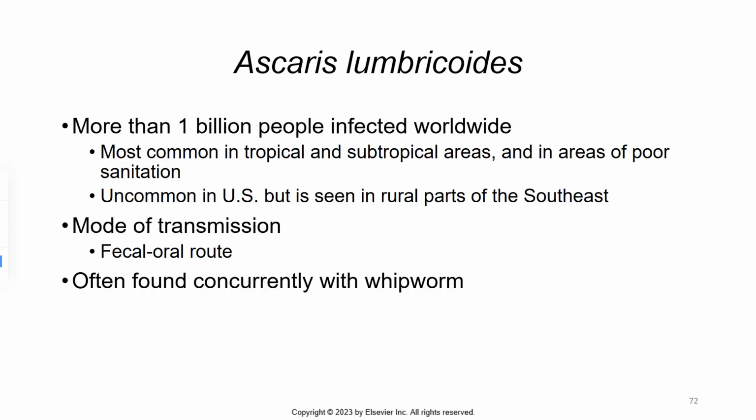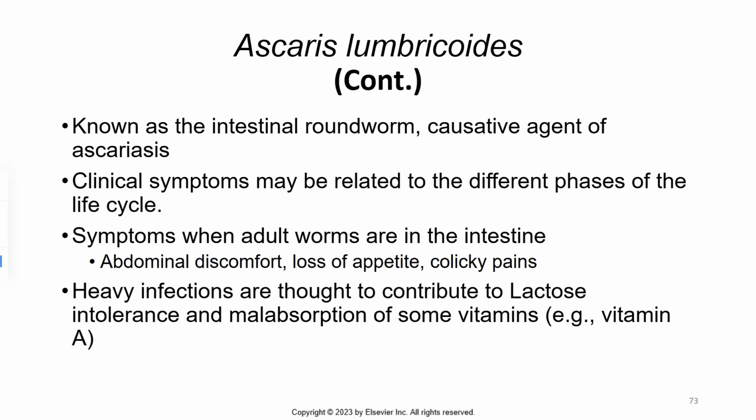Ascaris lumbricoides, so more than 1 billion people are infected worldwide. It's most common in tropical and subtropical areas and in areas of poor sanitation. It's uncommon in the United States, but seen in rural parts of the southeast. Mode of transmission: fecal-oral route, often found concurrently with whipworm. It's known as the intestinal roundworm. It's a causative agent of ascariasis.